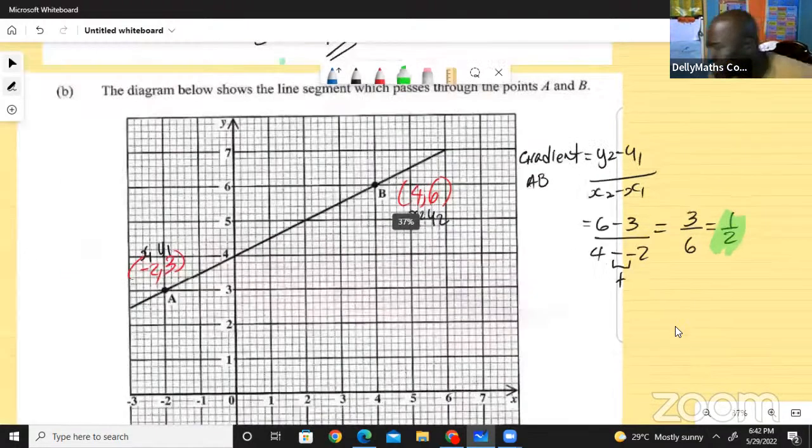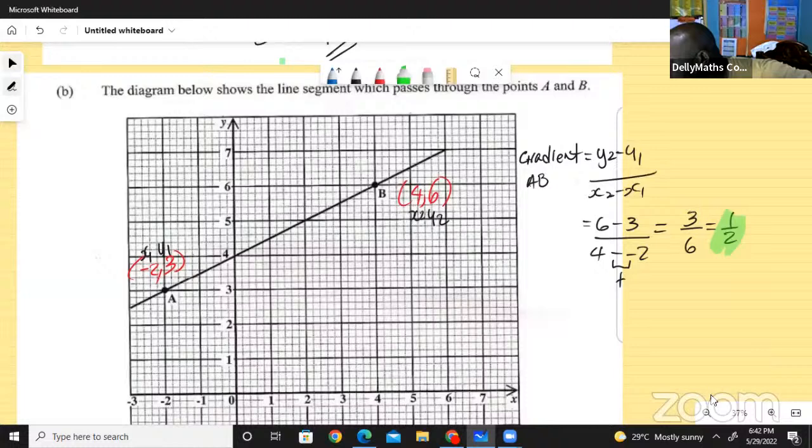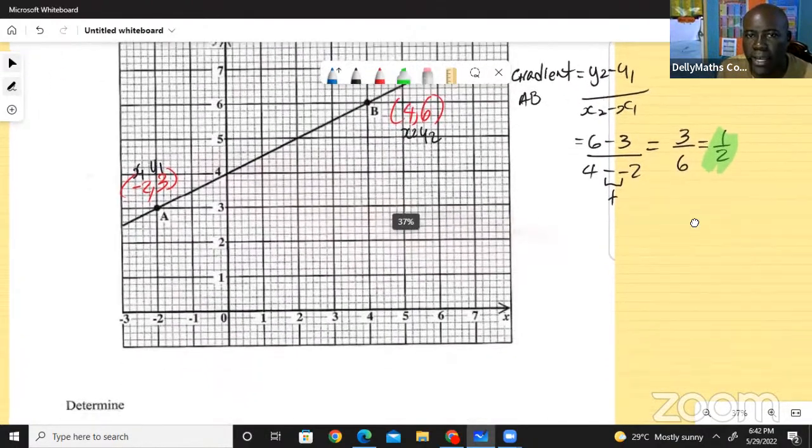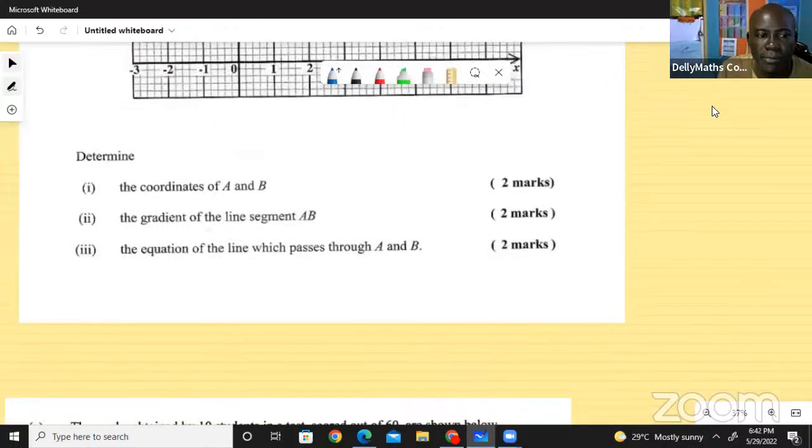All right. And I know that a lot of people got that. So guys, double check, double check what we're seeing. All right. So we have the gradient of AB to be 1/2, as you could see right here.